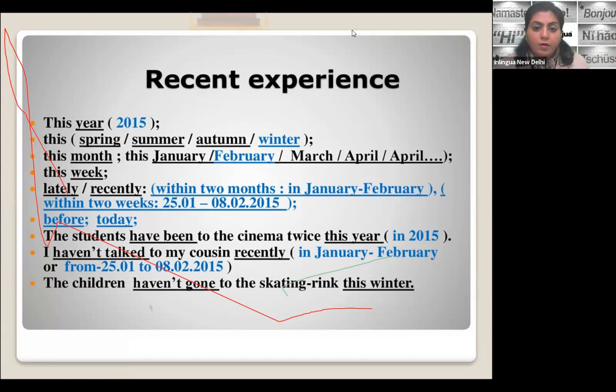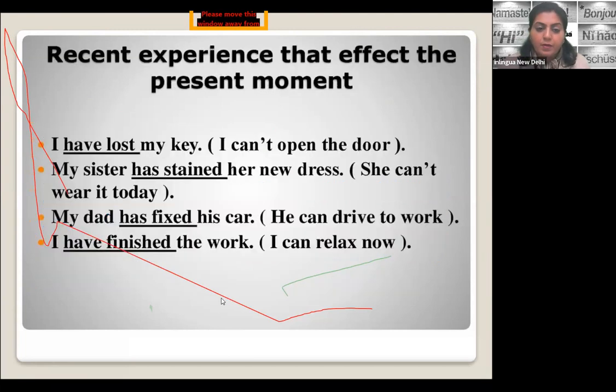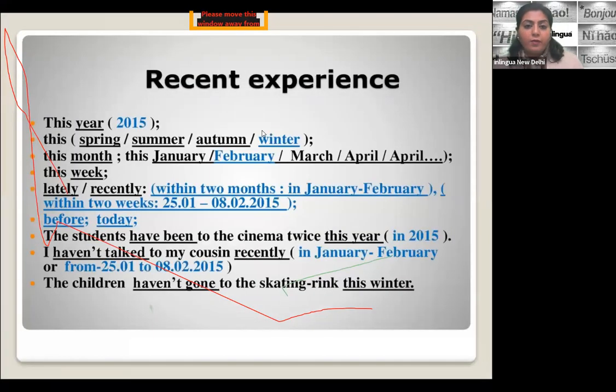Okay. Mantasha, I'll be happy to answer your question at the end. Just let me finish. All right. Now here, we talked about recent experiences, things that have happened in the recent time or have not happened in the recent time, but they are all talked about in the present perfect tense.